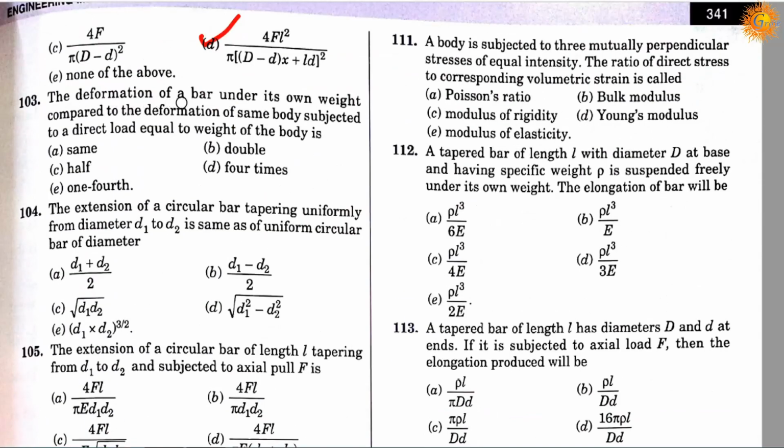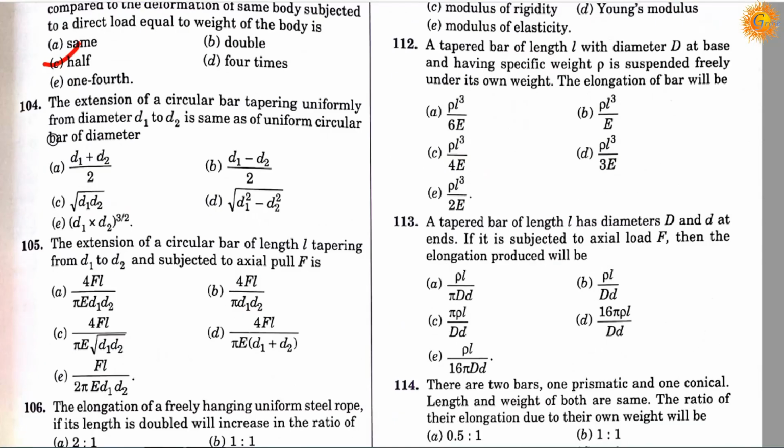The deformation of a bar under its own weight compared to the deformation of the same body subjected to a direct load equal to the weight of the body is: option A the same, option B double, option C a half, option D 4 times, option E a quarter. Correct answer is C. It will be half. Question number 104.